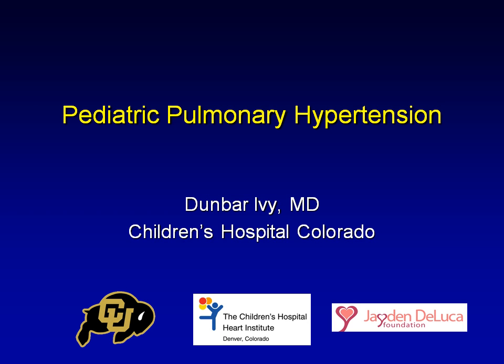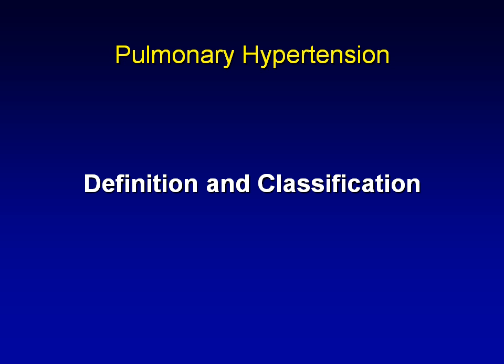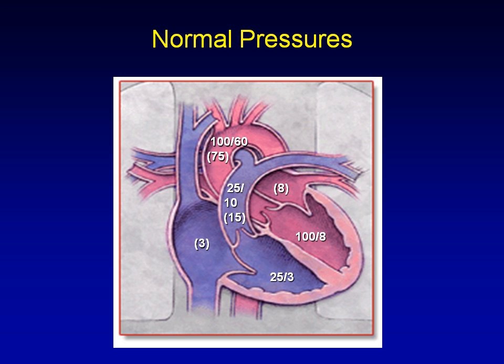So to begin with, I'd like to begin with what is pulmonary hypertension, how do we define it, and how do we classify it, and are there similarities and differences between adults and children with pulmonary hypertension. So this slide shows the heart and shows the normal pressures in the heart, and this diagram would be applicable for children and adults.